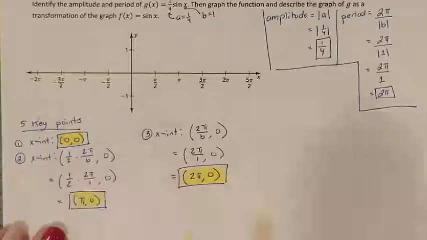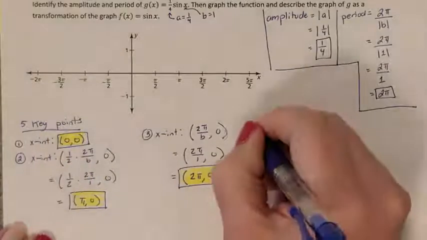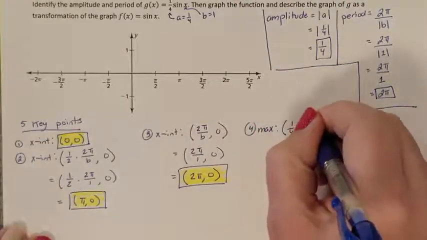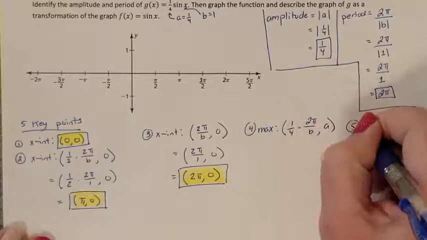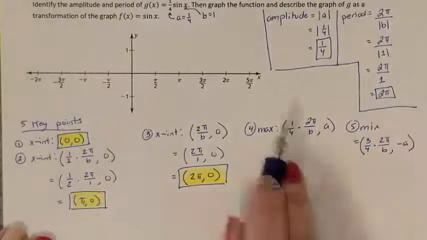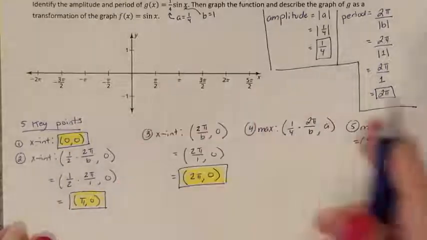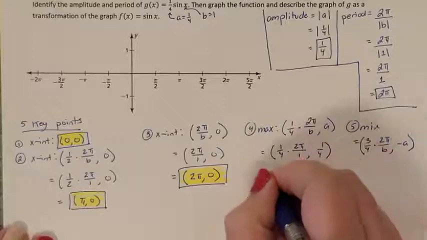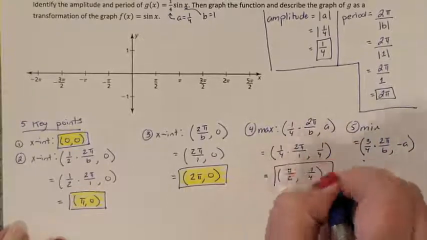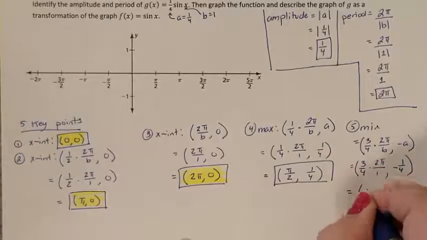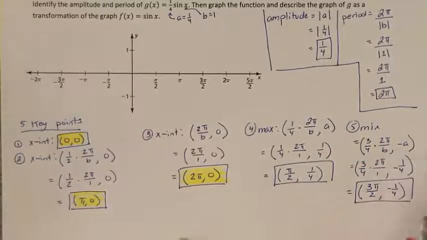We found 3 of the 5 key points. Our last 2 key points are the max, which is a formula, and our min, which is also a formula. B is 1, our A is 1/4. So plug it into our formula. We found our max, and we found our min.